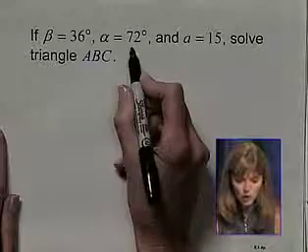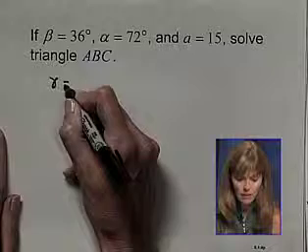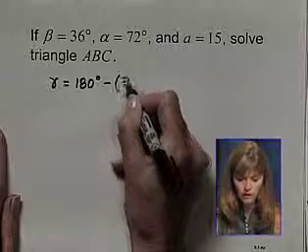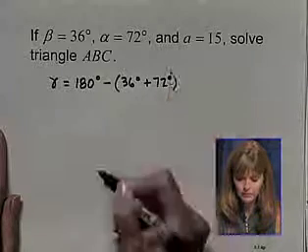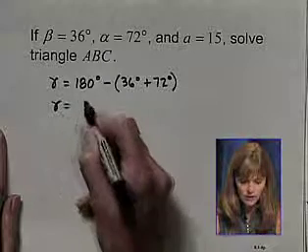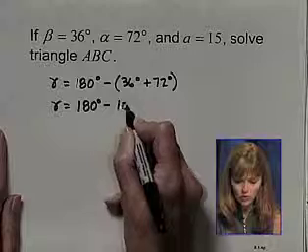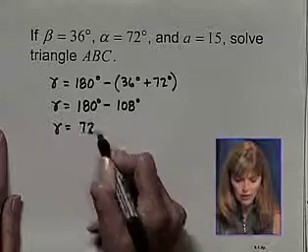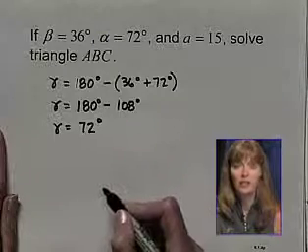Since we have two of the angles given to us, we know we can find the third angle, which in this case is gamma, by taking 180 degrees and subtracting from that the sum of the other two angles. And evaluating this, we'll end up with 180 degrees minus 108 degrees. And so we come up with gamma equal to an angle measure of 72 degrees.